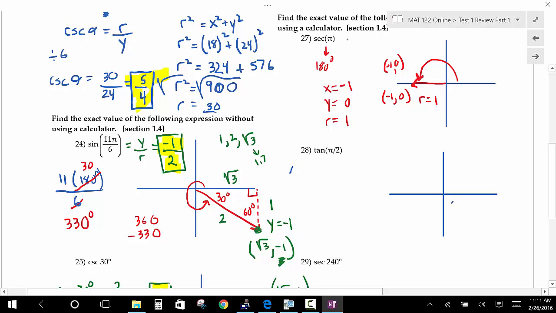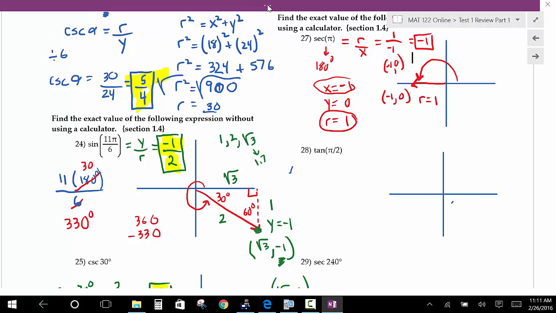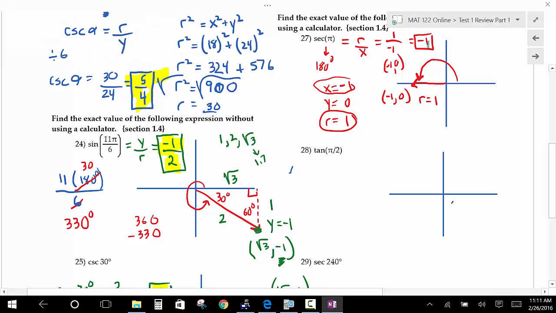Okay, so the secant, by definition, is going to be r over x. So we have r is 1 because we chose it to be 1. We have x is -1, just the way the logic worked out. So that means the answer to that is the secant of pi is -1. All right, so that's how that works out.